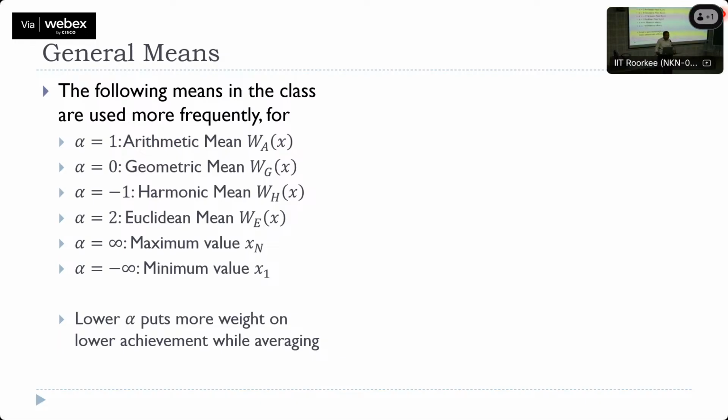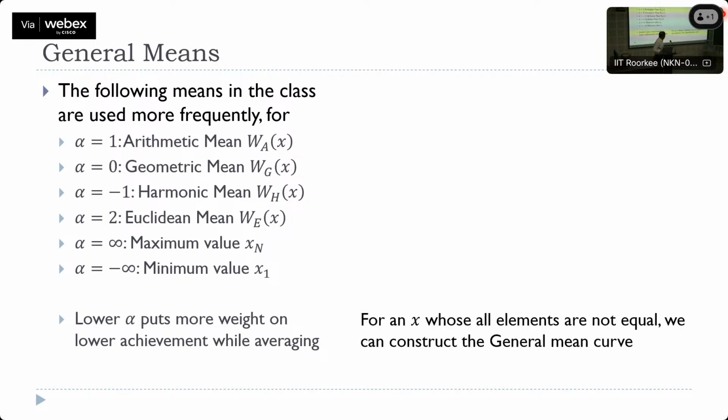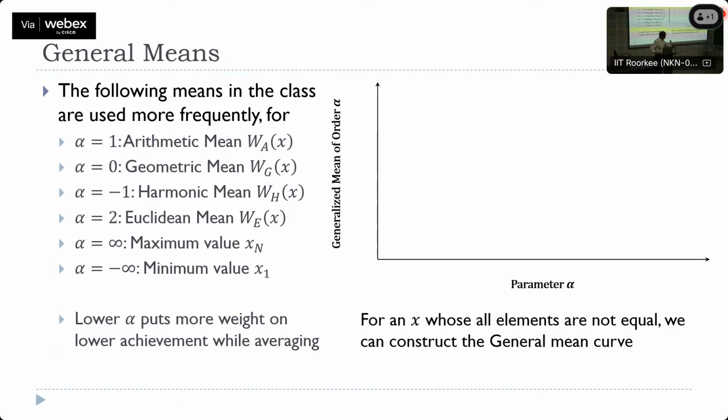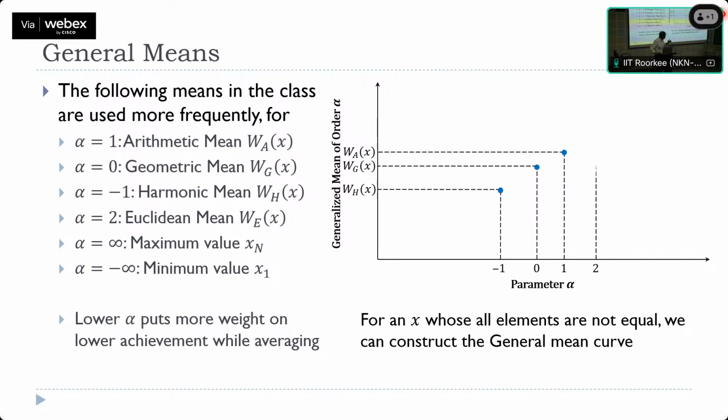Sounds fun? Okay. Suppose we have a distribution where all elements are not equal. So suppose there is inequality in the distribution. You plot these values against this parameter alpha. Alpha equal to 1, that's your average, the arithmetic mean. Then this is your geometric mean. Look, the value goes down. Alpha equal to -1, harmonic mean. Alpha 2, Euclidean mean.